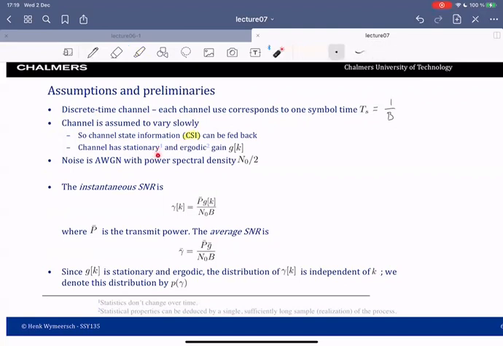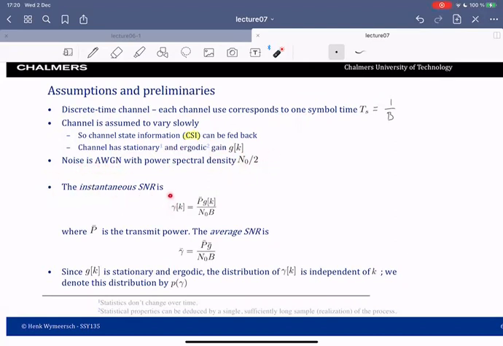The channel is assumed to be stationary. This means that the distribution of the channel is constant. It doesn't change over time. So let's say we have exponential fading with the same mean, and always it's like that. It's also ergodic. This means that over time we see all possible realizations of the channel. The noise is Gaussian with standard power spectral density.